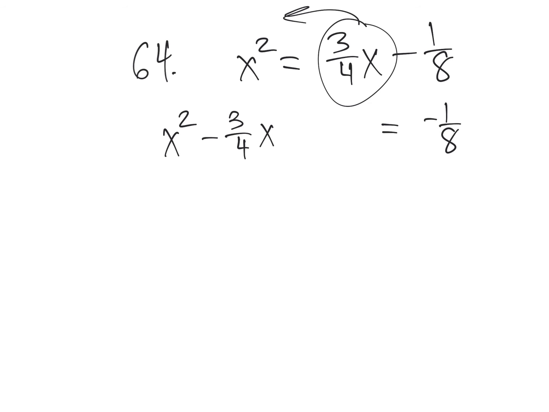So I'm going to ask you, first of all, what is b over 2? Somebody rattle off what you're supposed to do at this point. Top times the reciprocal of the bottom. Okay? So take 3/4 times the reciprocal of 2, and what do you get? 3/8. Okay, so that's b over 2.